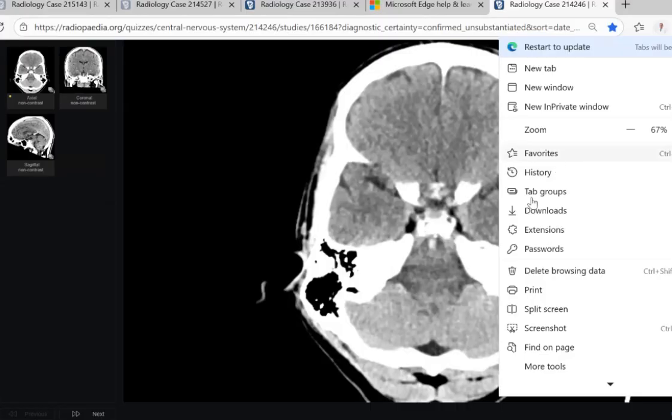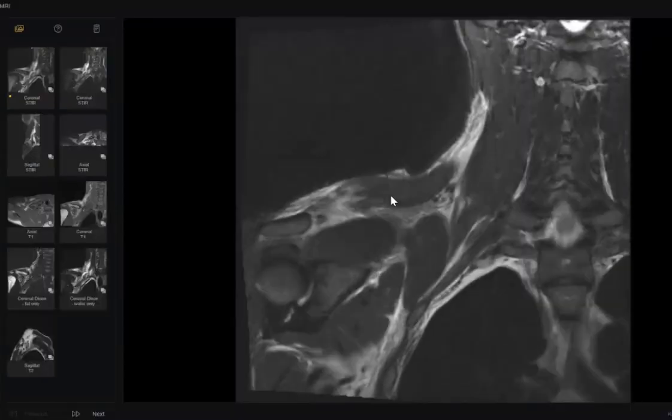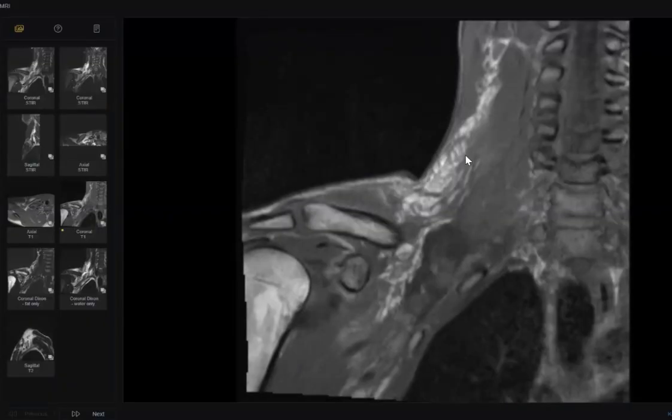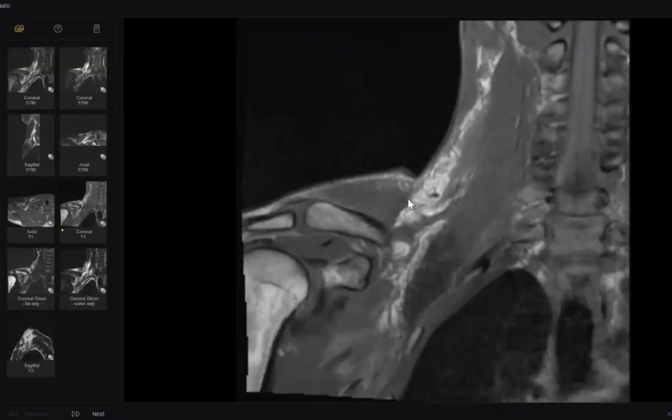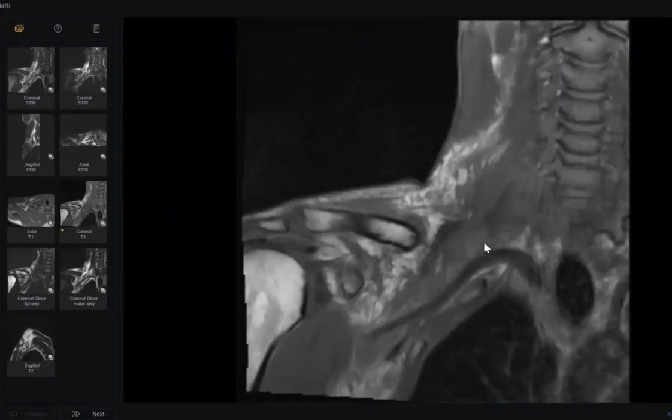One second. Okay, doctor, I will bring the case for you. This is the history, I think. Okay, maybe this one. What happened here? What is the sequence here? This is T1. Do you agree with me? There is fatty infiltration? Where? In the muscles, yeah. But look here around the brachial plexus. Look here around the nerve roots.